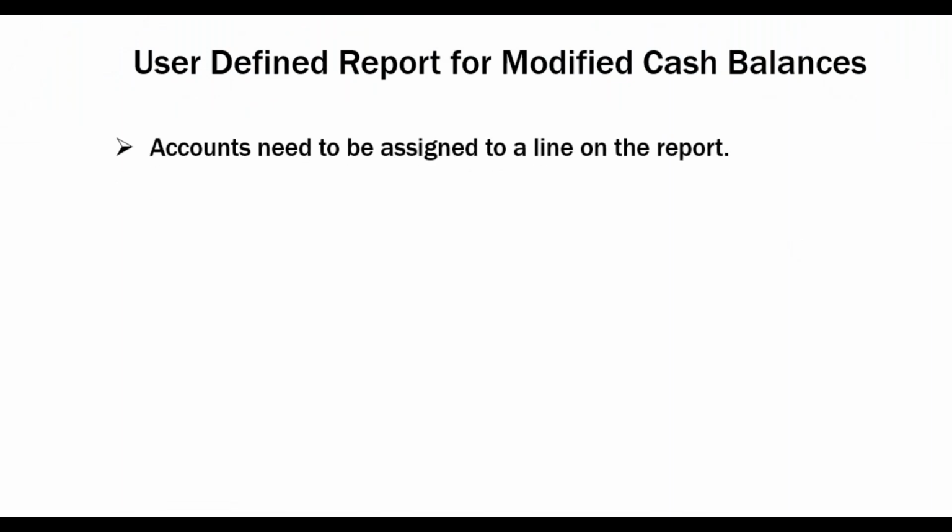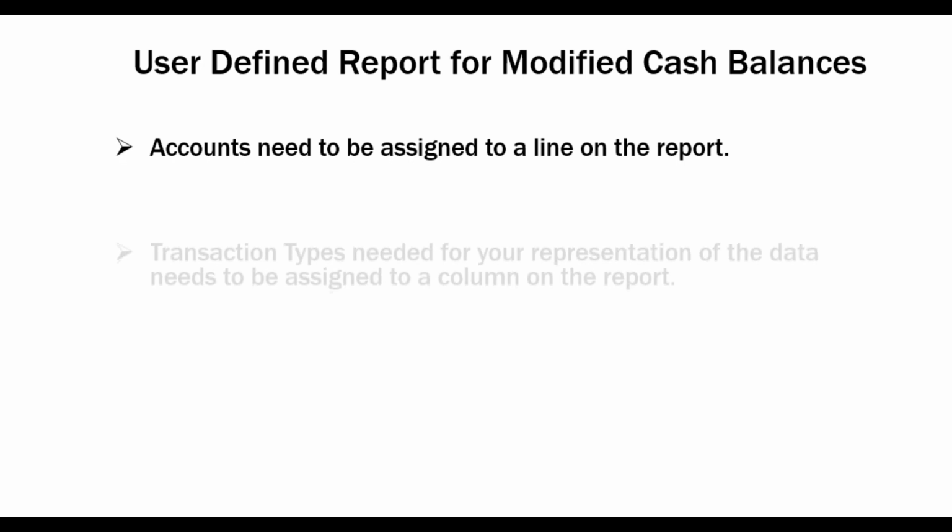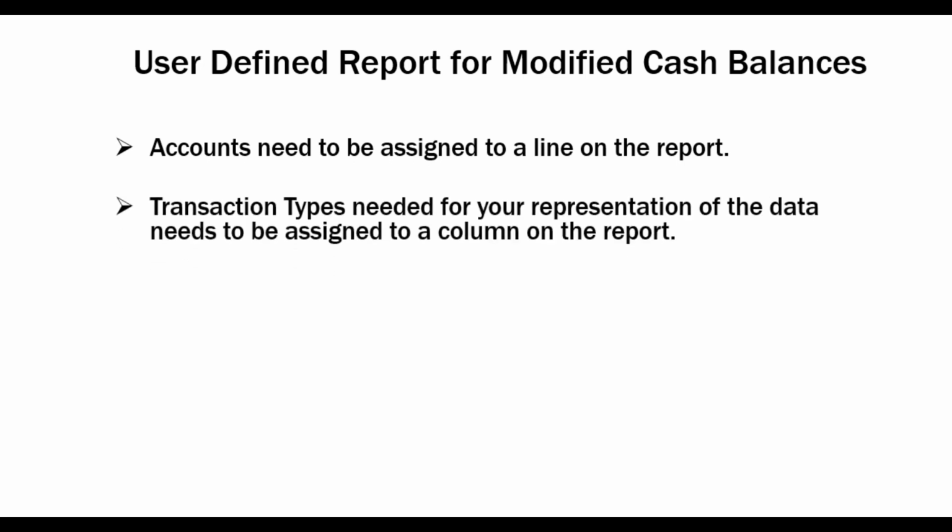All accounts need to be assigned to a line on the report, and different transaction types need to be assigned in columns for your representation of the data for tax purposes. For example, the different transaction types are cash expenses, cash receipts, paid payables, received receivables, general journal cash accrual, general journal accrual, and so on.